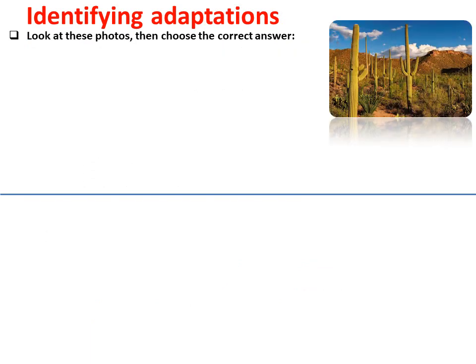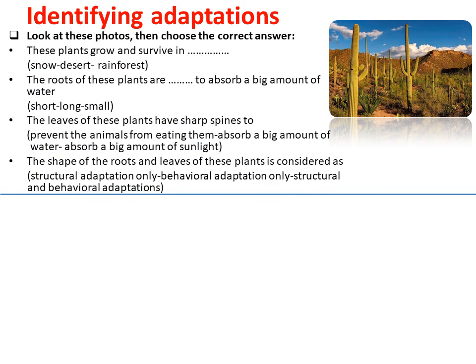Identifying adaptations. We are going to choose the correct answer. These plants grow and survive in snow, the desert, rainforest. We see in the picture a cactus, so of course they live in the desert. The roots of these plants are short, long, or small to absorb a big amount of water. Of course, the roots are long because they need to absorb a big amount of water from deep underground.